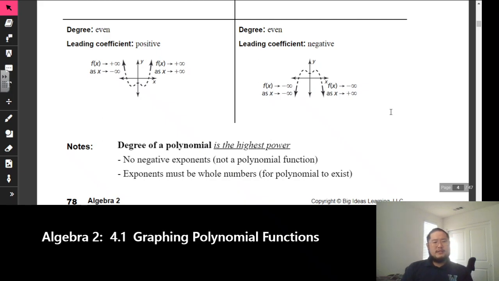Some important things to note: no negative exponents. If you have a negative exponent, then it is not a polynomial function. Second, exponents must be whole numbers for a polynomial to exist.